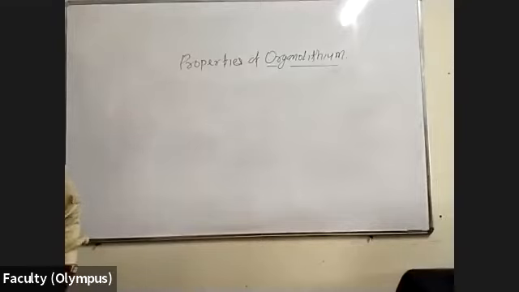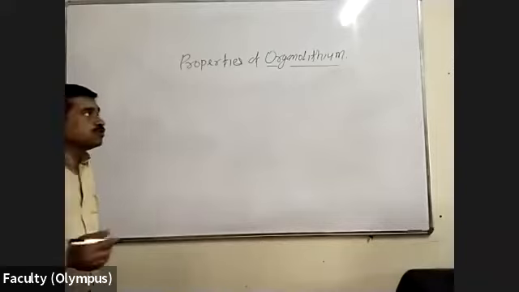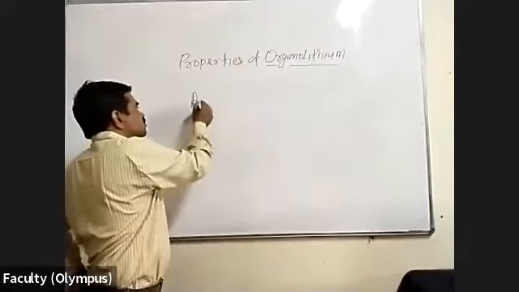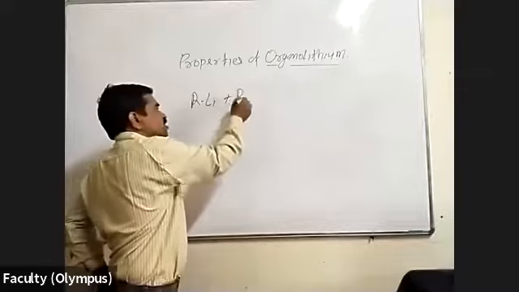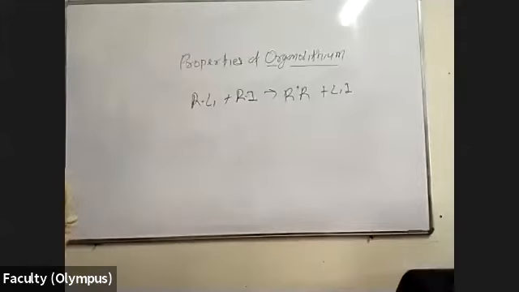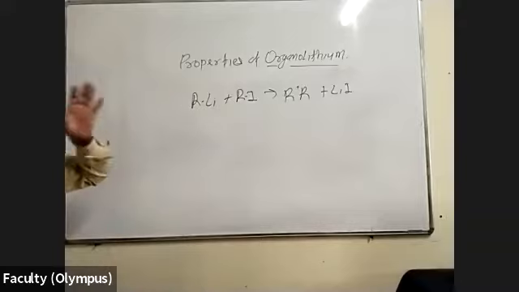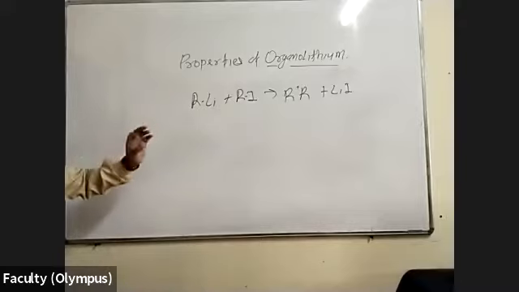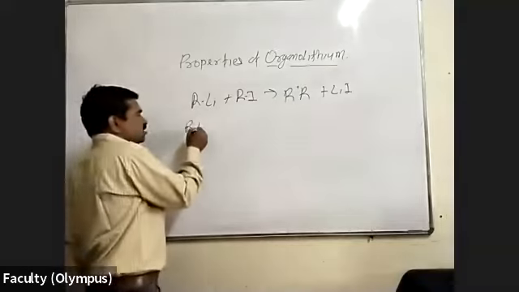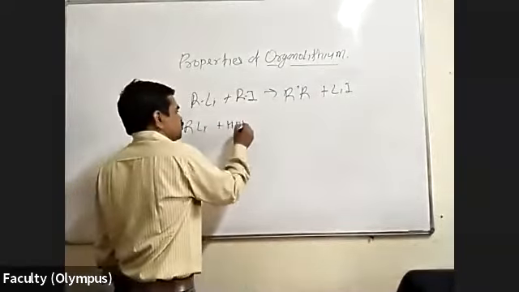Reaction with alkyl halides: organolithium compounds react with alkyl halides and we get a higher alkane plus lithium ion. Then the lithium alkyl reacts with water to give alkanes. Just as we have seen the reaction with water, they give alkane: RLi plus HOH.